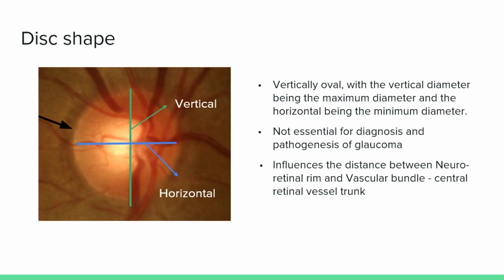So first, do you understand that? The normal shape of a disc is vertically oval, and the shape of the cup, in normals, is mostly horizontally oval. But in glaucoma, what happens? Because of the loss of the neuroretinal rim, especially in the poles, the cup tends to elongate vertically.